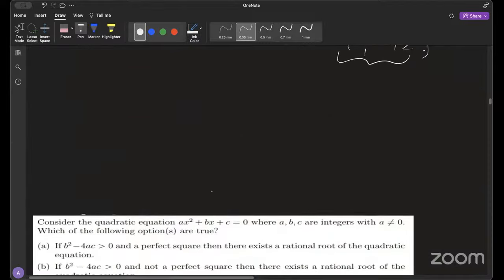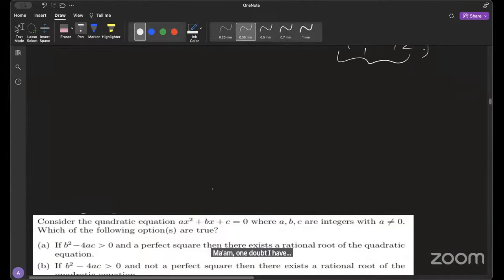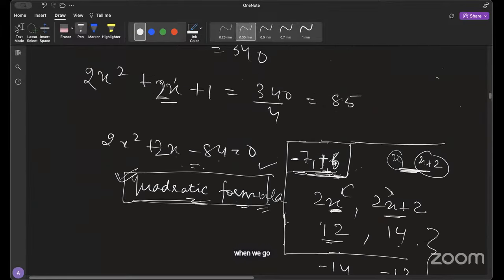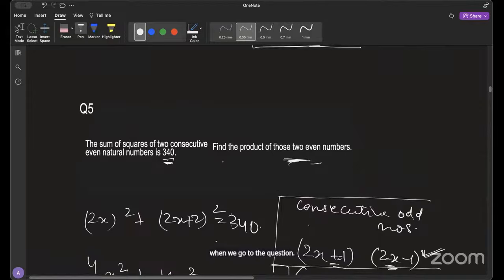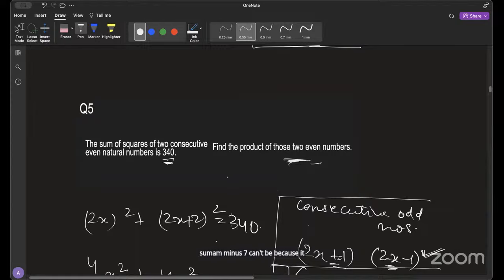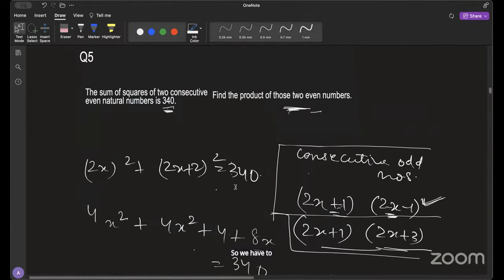Yes, ma'am, I have one doubt. When we go to the question, you are saying that there will be two values of x. We got -7 and plus 6. So, ma'am, -7 can't be because it is not an even number, right?